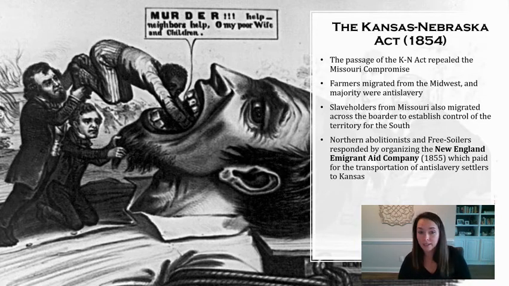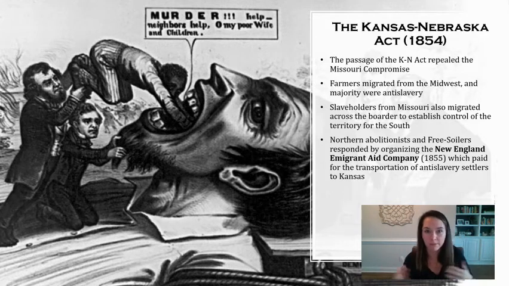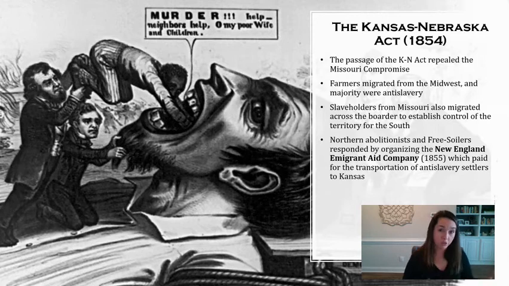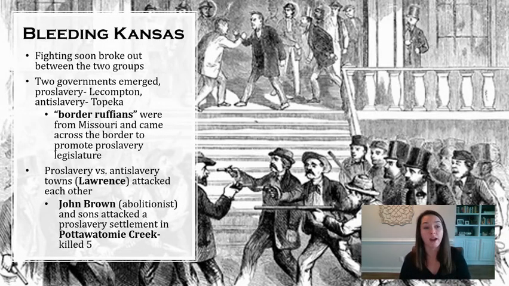So to react to that, abolitionists in the North and free soilers in the North organized the New England Emigrant Aid Company, where they are raising money to send abolitionists to Kansas to live as settlers, right? It's like a GoFundMe, right? To move out there for the greater good so that they can vote and create a free state. And then the division is going to increase and increase. So soon fighting is going to break out between these two groups.